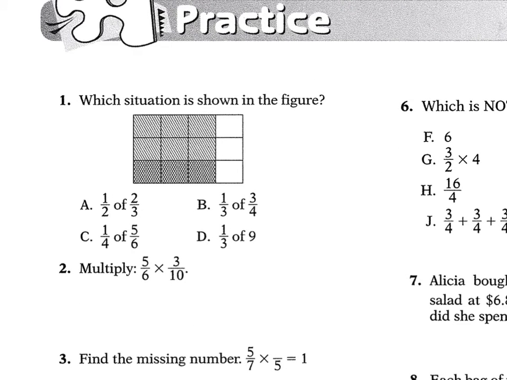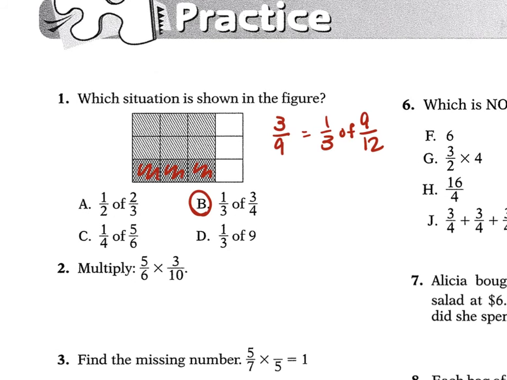For your practice, 1 asks which situation is shown in the figure. We're not going to do any of these, but you do have 1, 2, 3. So that's 3 out of how many that are shaded? 9. So that's 1/3 of the total amount, which is 9 out of 12. So 1/3 of 3/4 is what we're looking at here. Again, I'm not going to test you on this, so you don't need to worry about that question specifically.